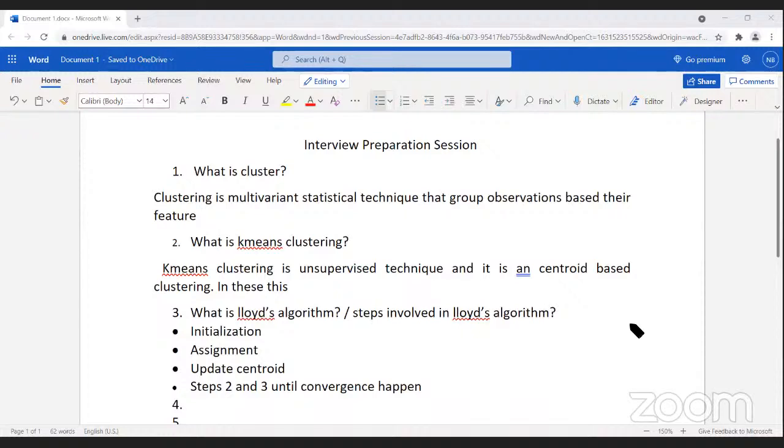Now what happens? Assignment. Once again, assignment of all the points should be done, right? Before that, it calculates the distance for the new centroid point. Once it is calculated, once again, clusters are formed in the same way.